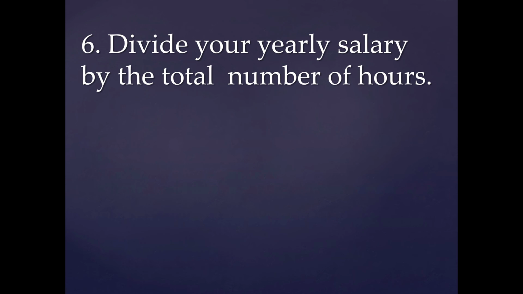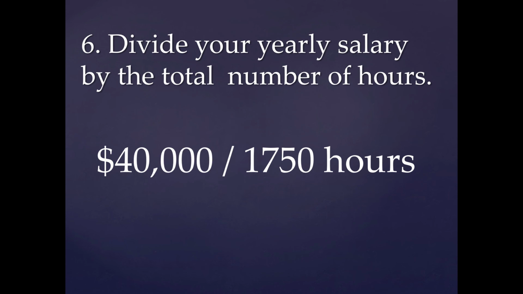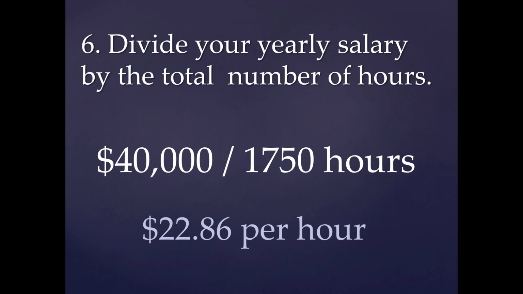Finally, the last thing we need to do is to divide our yearly salary by the total number of hours that we work. So if Joe wants to make $40,000 a year and he wants to work 1,750 hours throughout the year, that divided will give us a grand total of $22.86 per hour. This is how much Joe needs to charge his clients as he works on his projects.